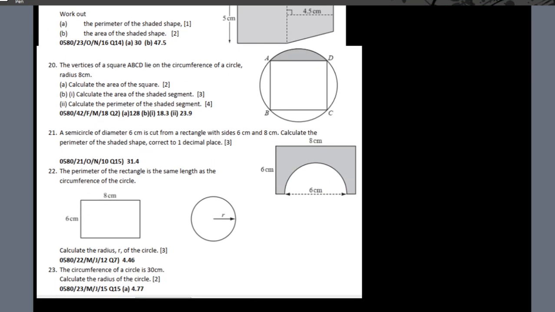Question 22. The perimeter of a rectangle is the same length as the circumference of the circle. Calculate the radius of the circle.